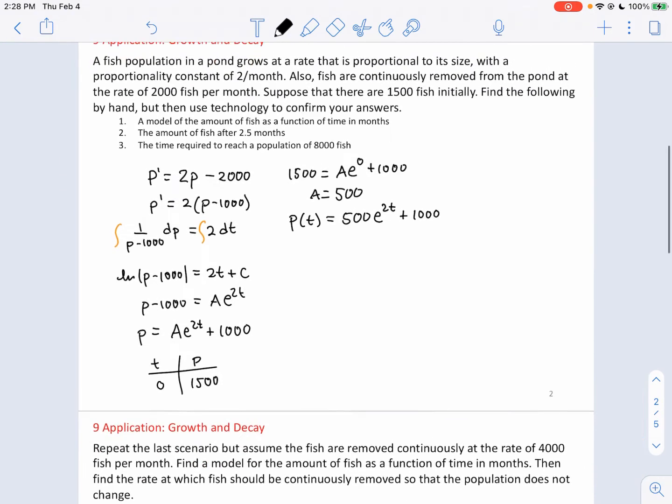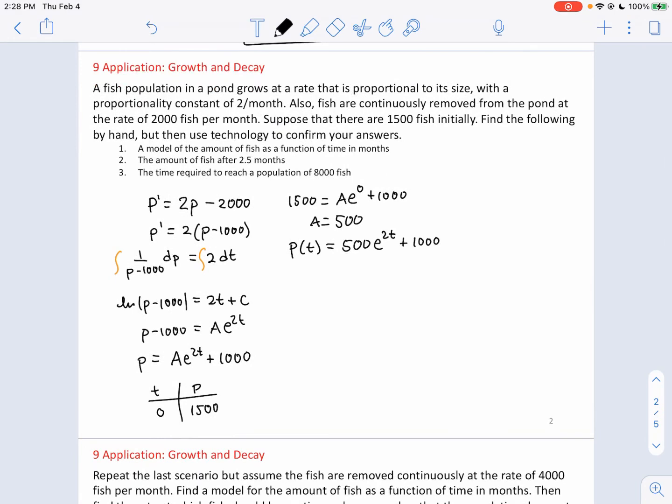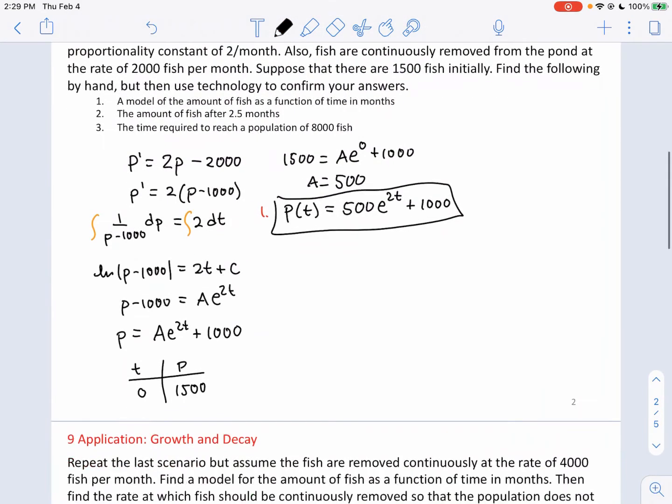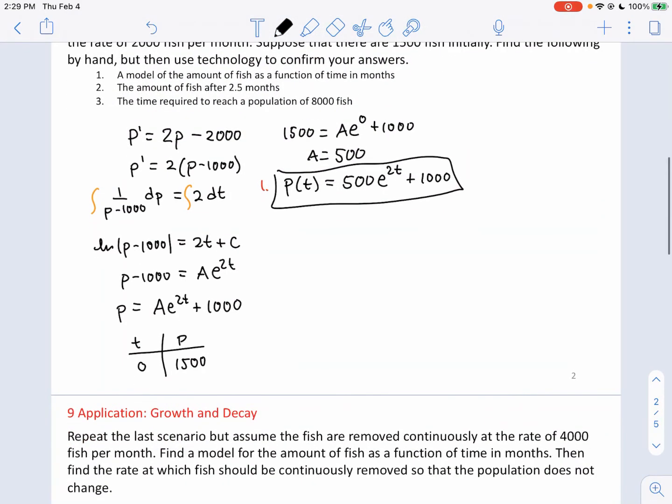Okay, so now we will answer the questions at hand. A model for the amount of fish as a function of time in months. So that part is done. Let's go ahead and circle that and call that question 1. Question 2 is the amount of fish after 2.5 months. And we are expected to do this by hand within reason.